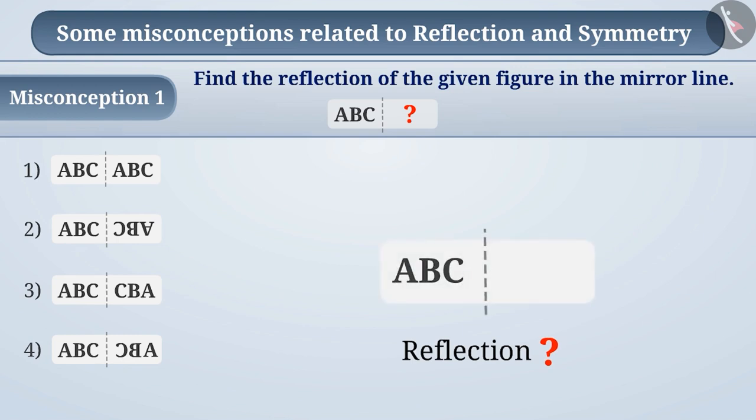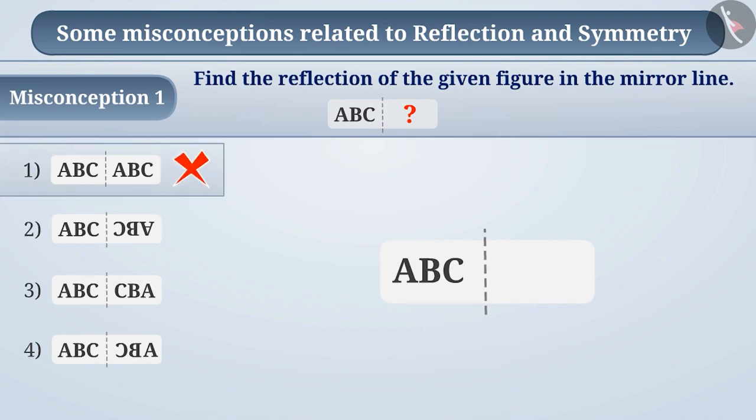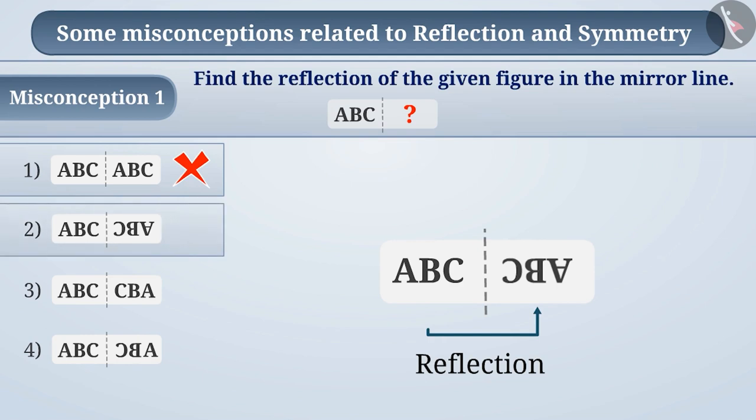In order to write the reflection of the left side, they copy it as it is and select option 1, which is wrong. Some students write the reflection in an inverted position, that is upside down. This gives them the answer as option 2, which is also incorrect.